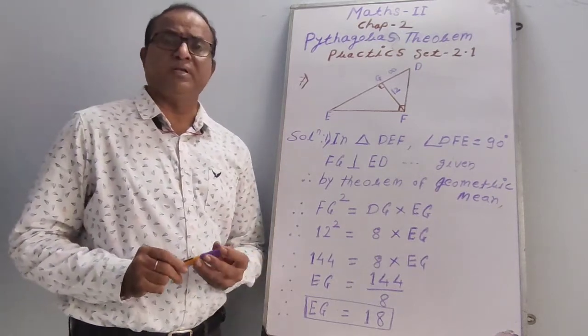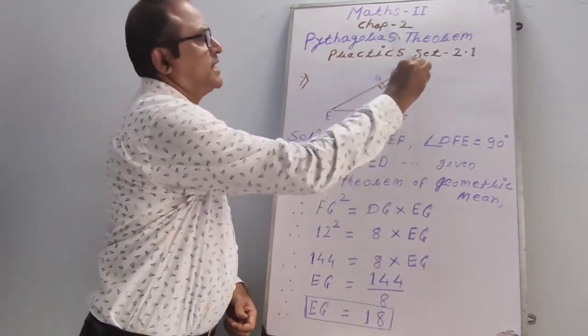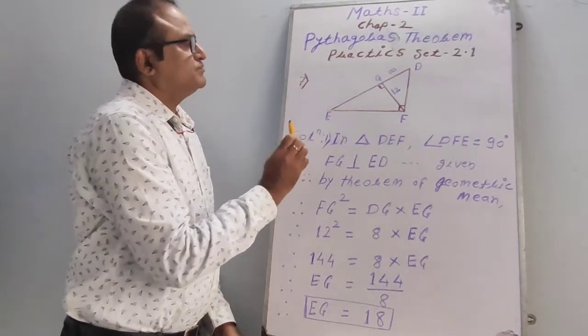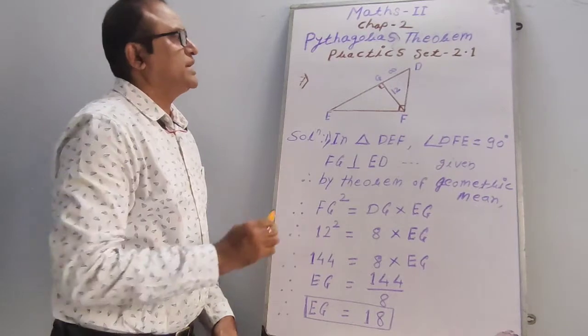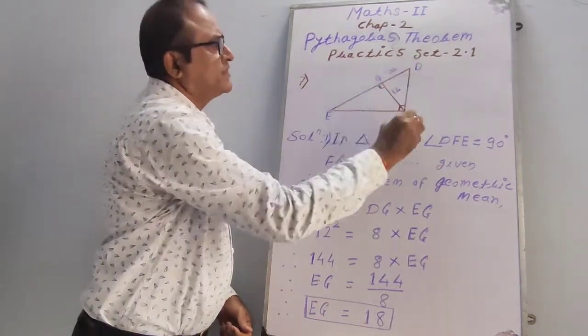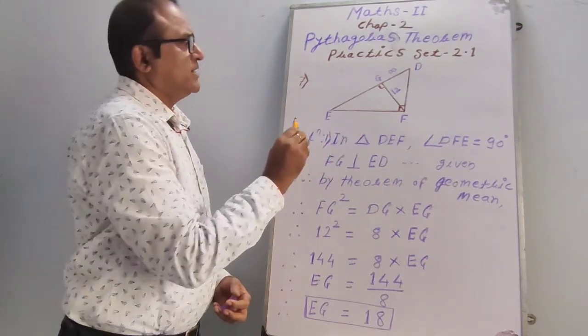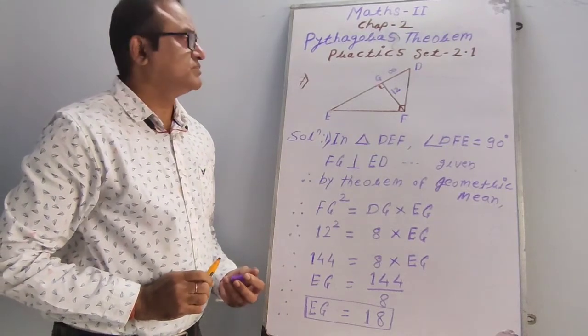In this example, how can we find EG, FD and EF? From the diagram, EG can be found by the theorem of geometric mean. DF can be found by Pythagoras theorem. And also EF can be found by Pythagoras theorem.